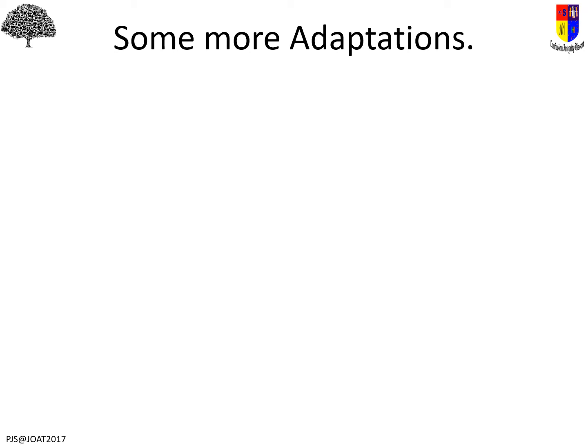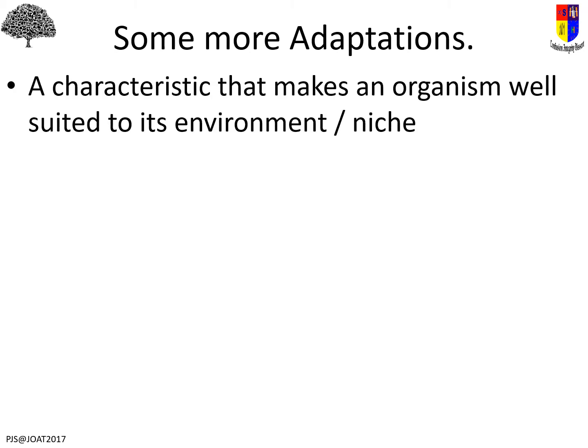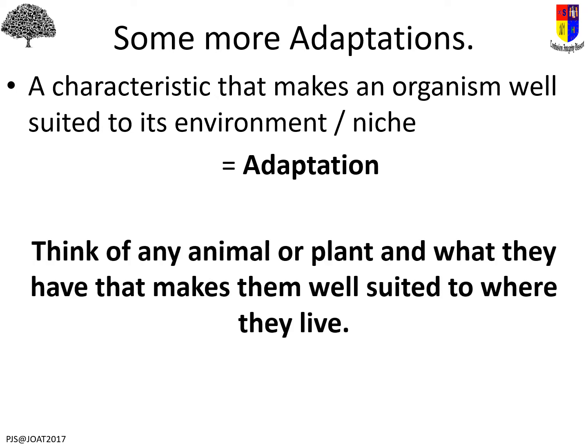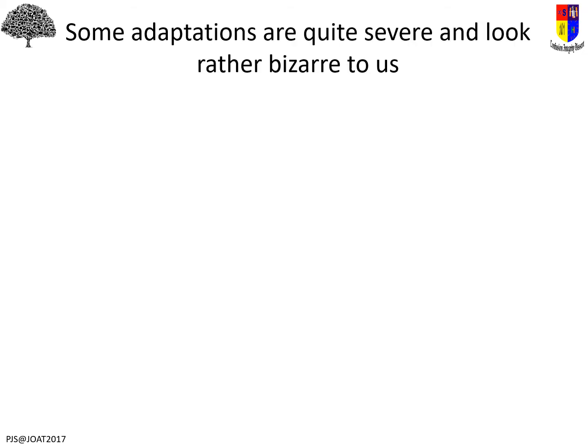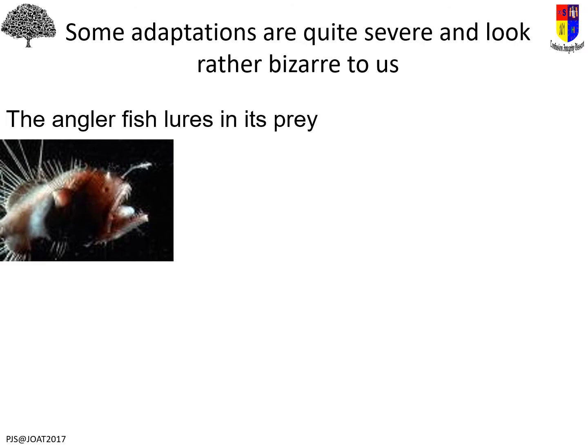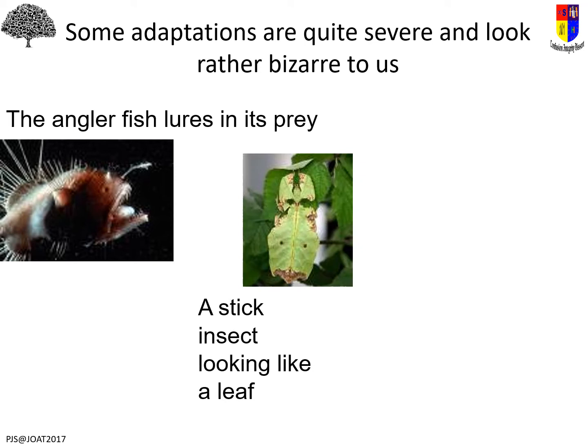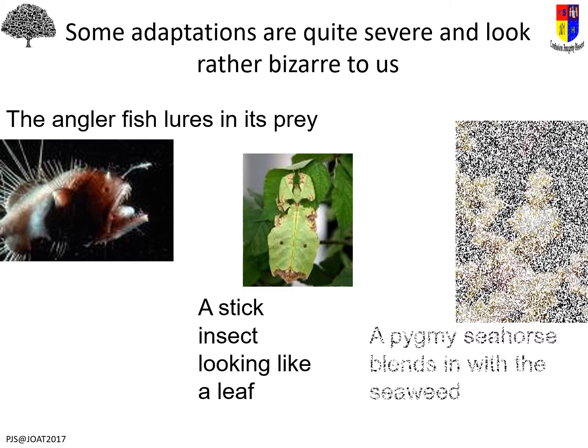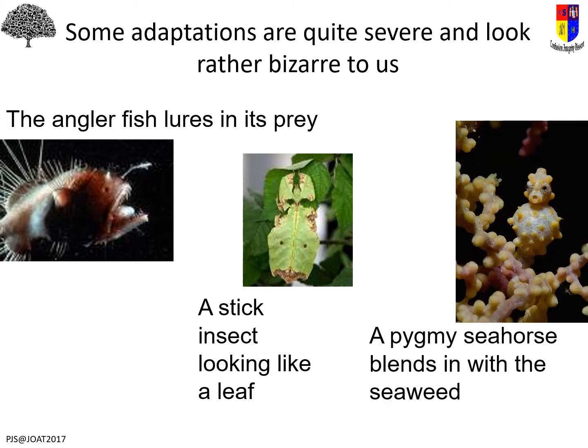So when you're talking about adaptations, the term you need is: a characteristic that makes an organism well suited to its environment or niche. That's an adaptation. So any animal or plant, what they have that makes them well suited to where they live. They can be quite extreme and severe, and they could look rather bizarre to us, but it works for them. Like your anglerfish with its little bioluminescent lure, your stick insect looking tremendously like a leaf, very well camouflaged. Here's another camouflage, the pygmy seahorse. All of these things help them survive, therefore they are adaptations.